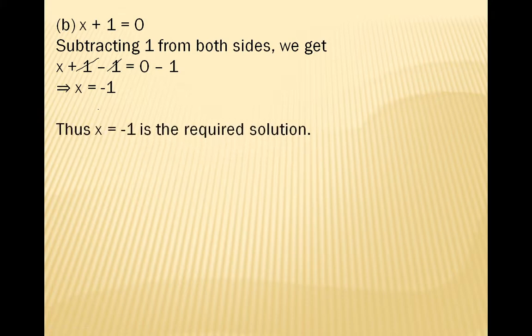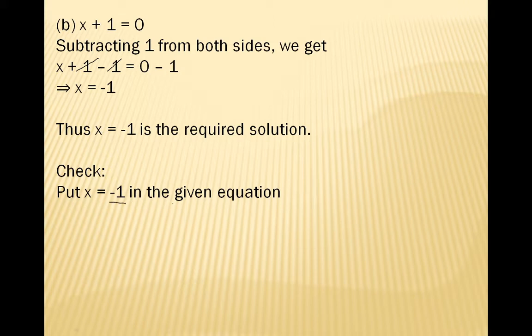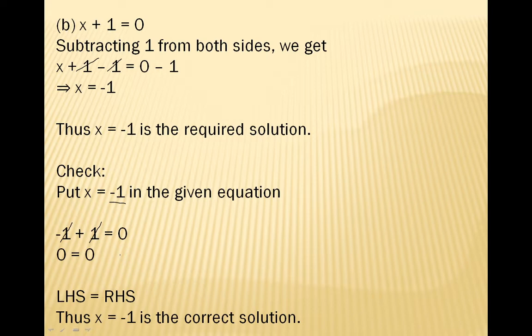So thus x is equal to negative 1 is the required solution, but we have to check it. So we have to put this value of x, that is negative 1, in the given equation, and on substituting we get here negative 1 plus 1 is equal to 0. Negative 1 and plus 1, both carrying opposite signs, can be cancelled with each other. So we get 0 is equal to 0, that is LHS is equal to RHS, and thus x is equal to negative 1 is the correct solution.